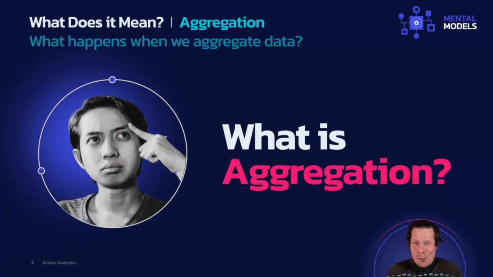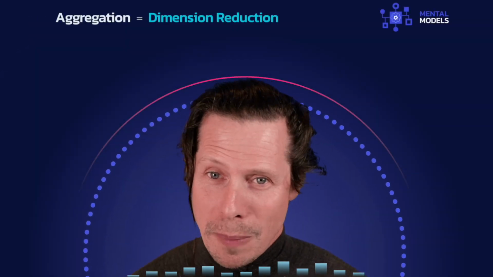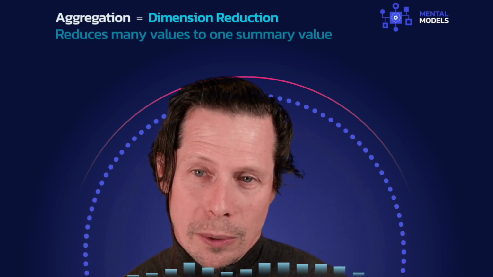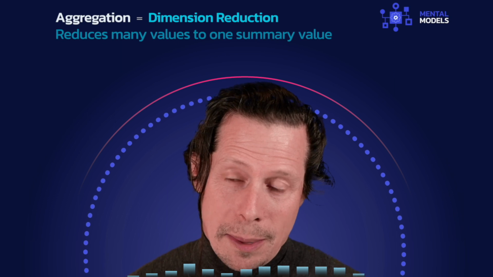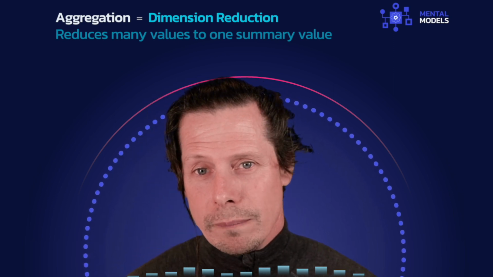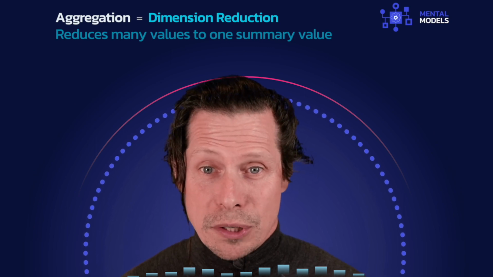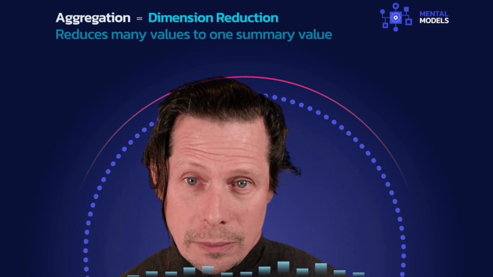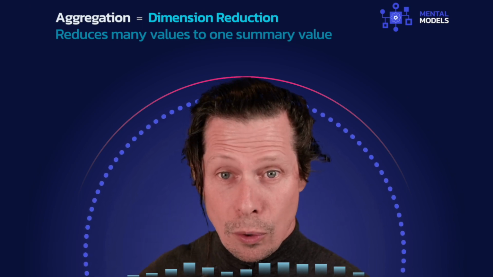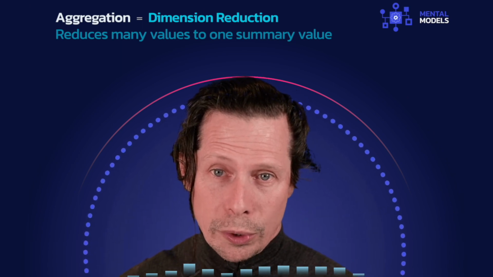So what is this thing, aggregation? What do we mean when we say this word aggregation? I'm going to give you my premise on this, and I'm curious to get your feedback and input as we go. To me, in Tableau, when we do this thing called aggregation, we're really actuating the process of dimension reduction. So we're removing dimensions from the original data set that we were working with.